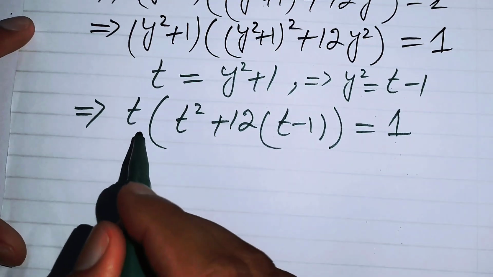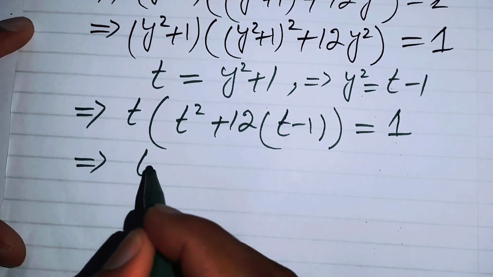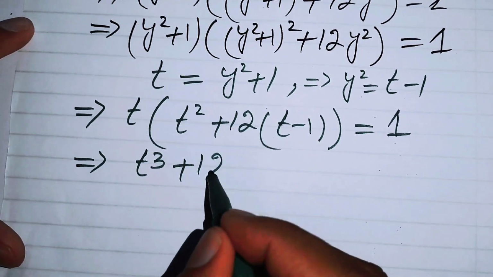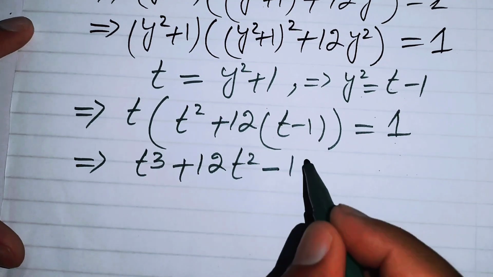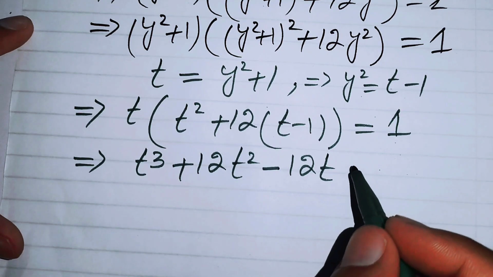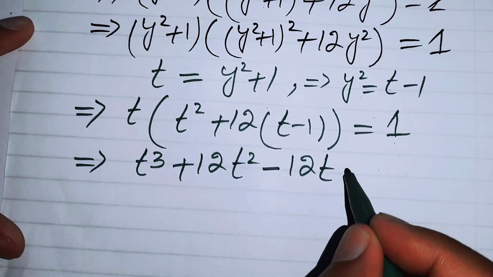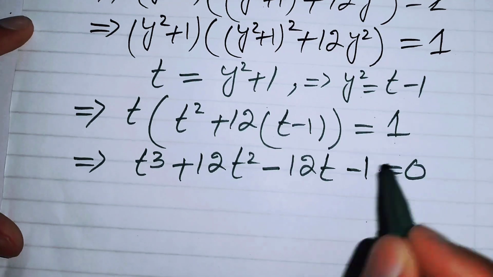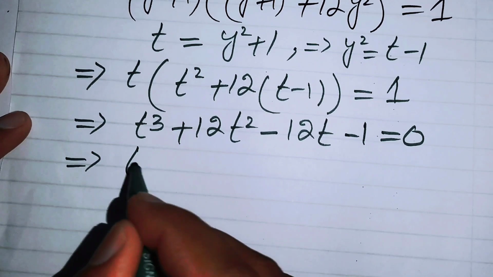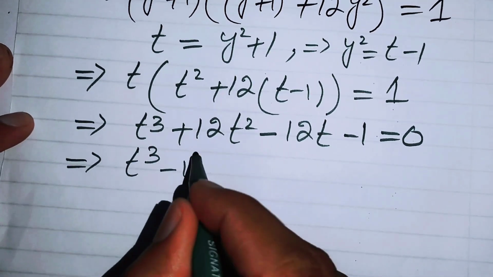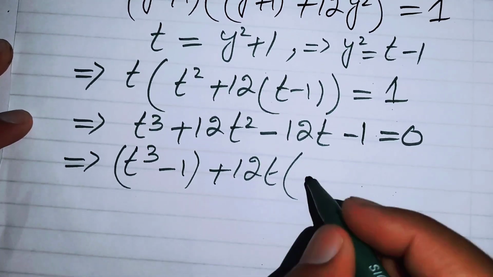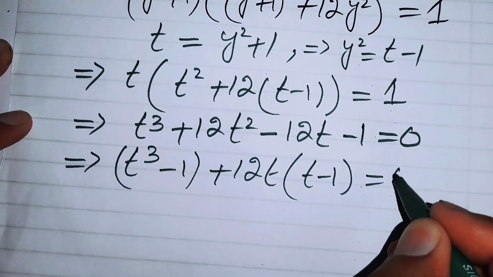So that now you multiply this t on both of the terms, and you get t cubed plus, you can multiply this t 12 by t, and you get 12 times of t square minus 12 times of t, and we move this one in the left hand side, and you get minus 1 is equals to 0. And now we can rearrange the terms so that I can combine this t cube by -1, and we can take common plus 12t from both of the terms, and you get t minus 1 is equals to 0.